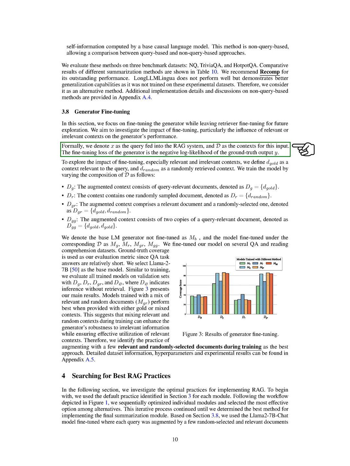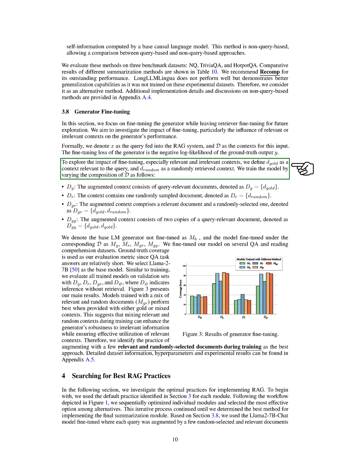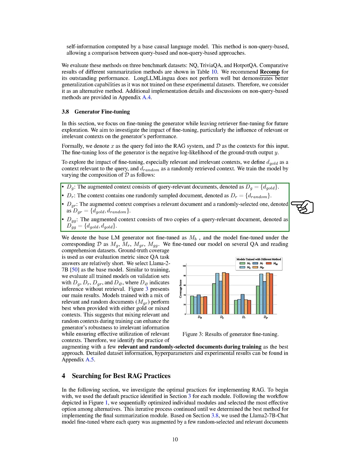We use a query denoted as X and contexts denoted as D. The fine-tuning loss of the generator is based on how well it predicts the correct output Y. To study the impact of fine-tuning, we look at relevant context D_gold and randomly retrieved context D_random. We train the model using different context compositions: D_G with relevant documents, D_R with one random document, D_GR with a mix of relevant and random documents, and D_GG with two copies of a relevant document.